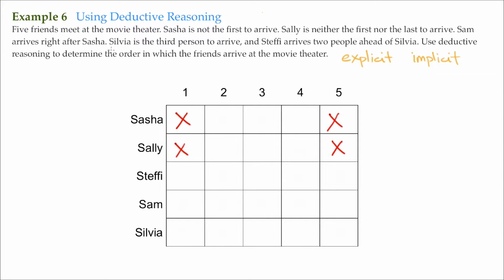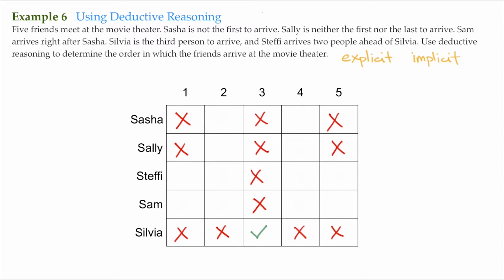So as we continue, Sylvia is the third person to arrive. Now that's a specific, explicit statement. So Sylvia is the third to arrive. So I'm just going to put a green check mark there. Even though this is an explicit statement, Sylvia is the third to arrive, it also implies that she wasn't second, wasn't first, wasn't fourth, and was not the fifth. It also implies that Sam was not the third to arrive, neither Steffi or Sally or Sasha.